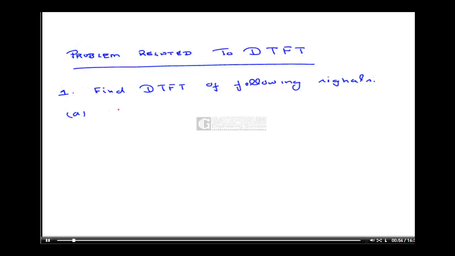A. x[n] is equal to 1 for |n| less than or equal to 2, and 0 elsewhere. How to find the DTFT of this? We have to directly use the formula and get the DTFT answer.